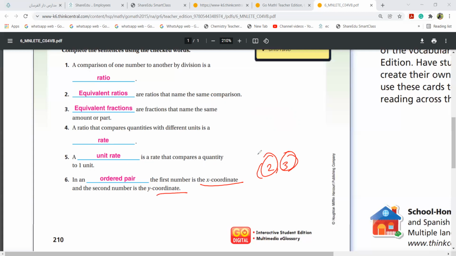Okay, now is it clear, Laman? So what is the difference when you compare rate and unit rate? Different units is rate. With 1 unit, it's unit rate.